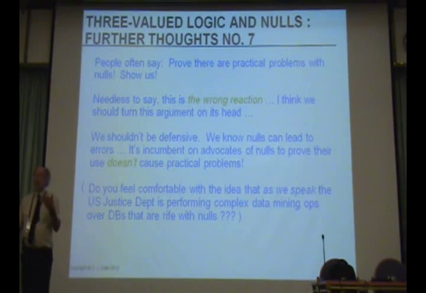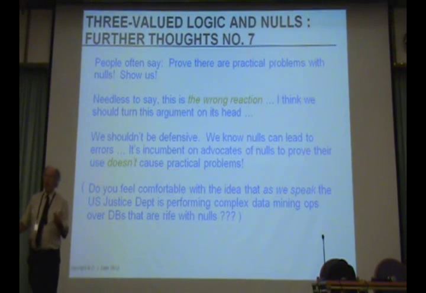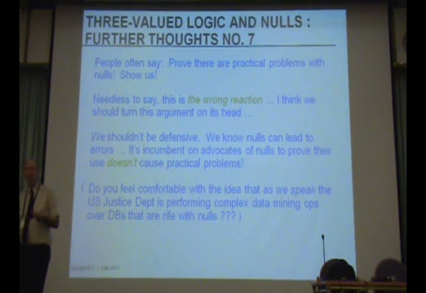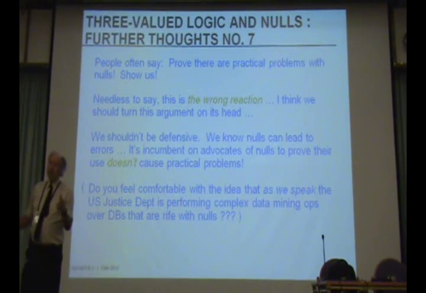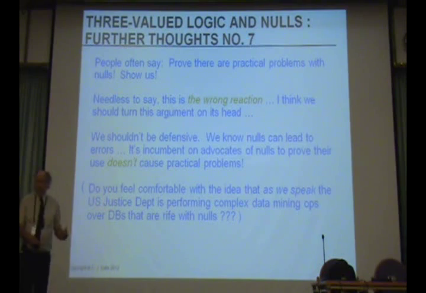And when it comes to that, how do we know that there haven't been major problems caused by nulls? How do we know that there haven't been plane crashes caused by nulls, or wrong medical diagnoses caused by nulls, or bridges collapsing because of nulls? We don't know, because if one of these things happened, there'd be all kinds of pressures not to reveal the problem. Political pressures, commercial pressures, and so on. Legal pressures. As it says on the slide, do you feel comfortable with the idea that as we speak, the United States Department of Justice is doing data mining on databases that are rife with nulls? I certainly do not feel comfortable about that.